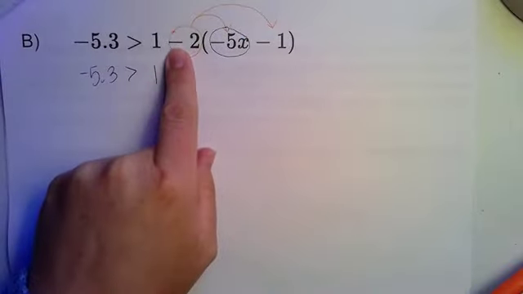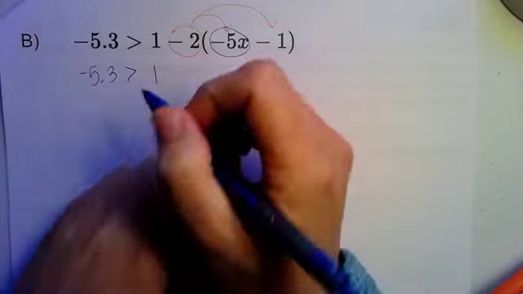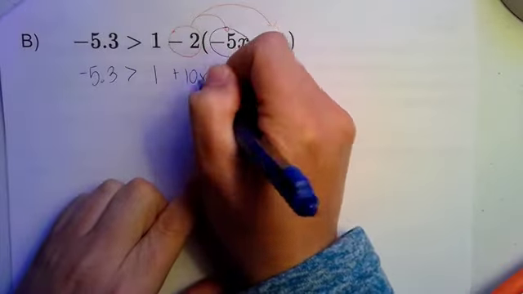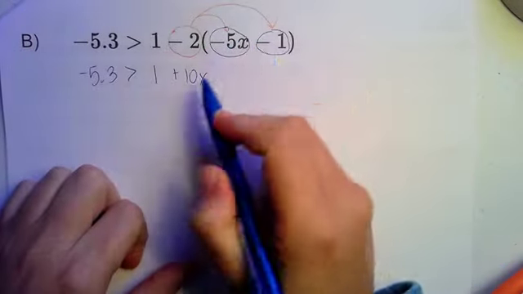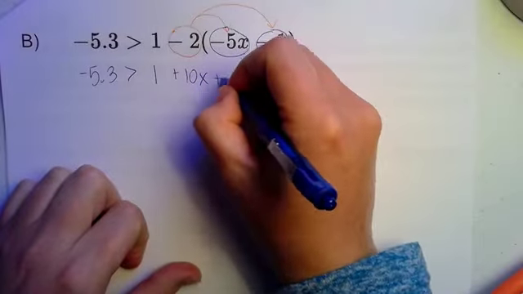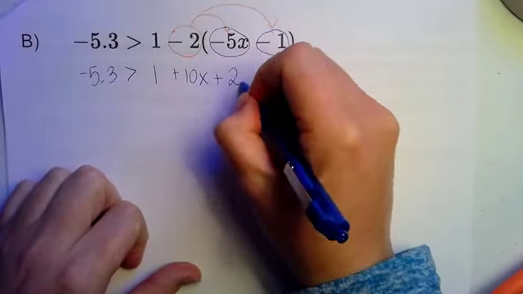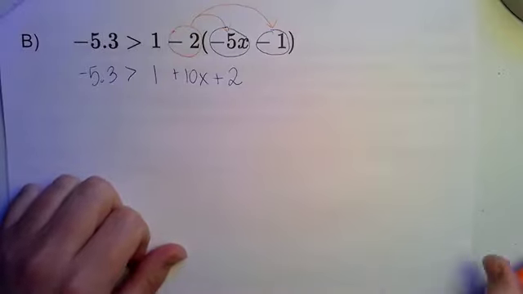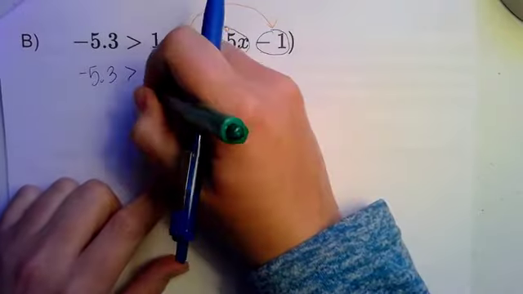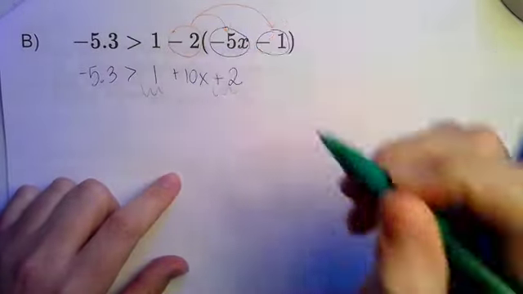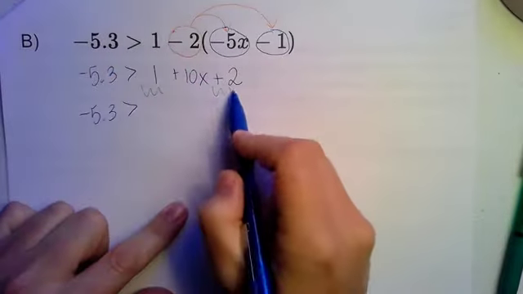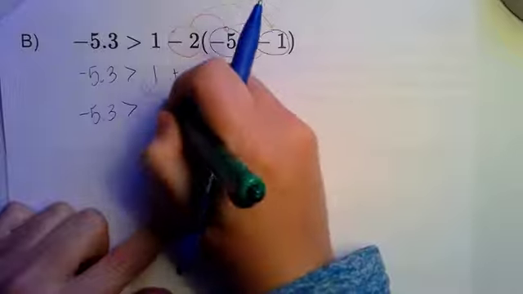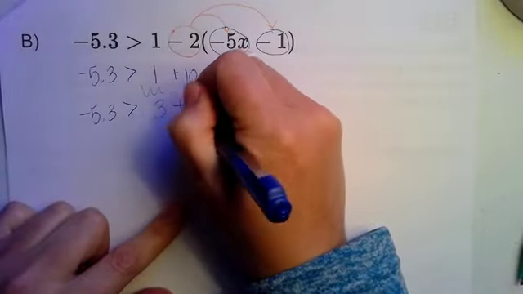-5x. -2 times -5 is positive 10x. Then we have -2 times -1. Negative times negative is positive. 2 times 1 is 2. Again, we can do a little cleanup here. I have a 1 and a 2. A 1 plus 2 is 3, plus a 10x.